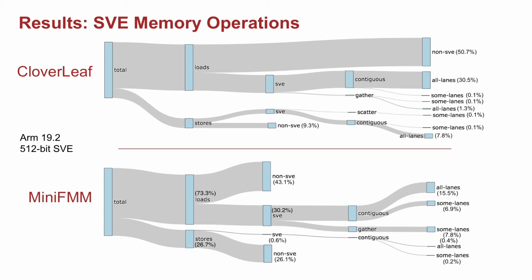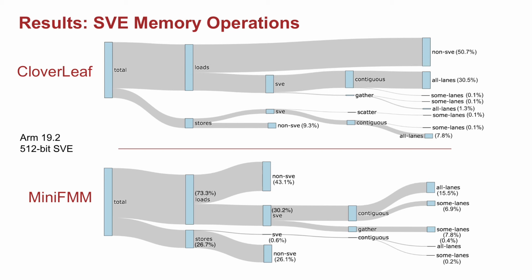Finally, in our paper we looked at how SVE was used for memory accesses. One of the new features in SVE compared to Neon is non-contiguous memory accesses in the form of gather loads and scatter stores. Of the applications we studied, Cloverleaf and MiniFMM use such non-contiguous accesses. This slide shows Sankey diagrams for the types of memory accesses performed by these two applications. Within each diagram, the widths of the bars are proportional and they all add up to 100% in the total bar on the left.